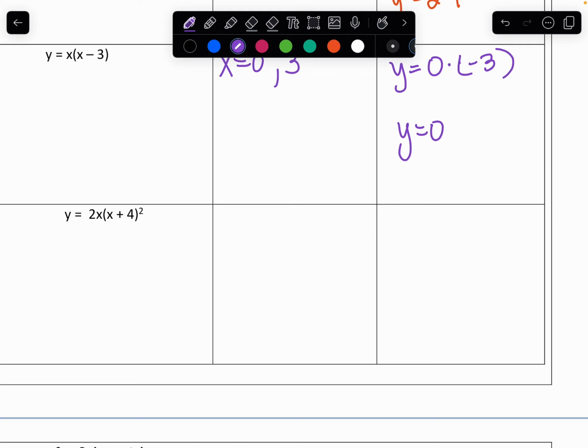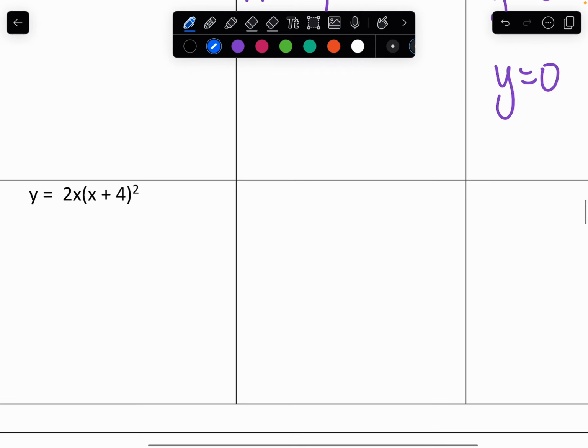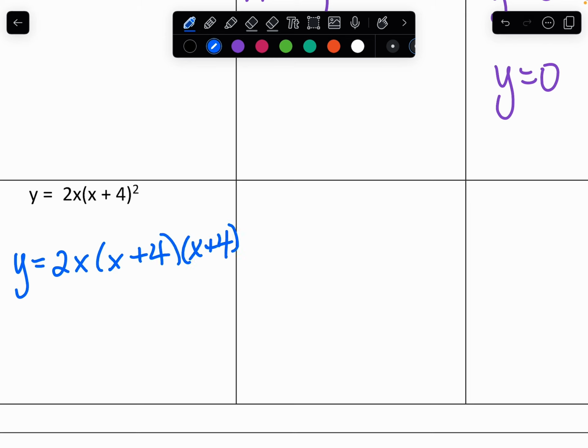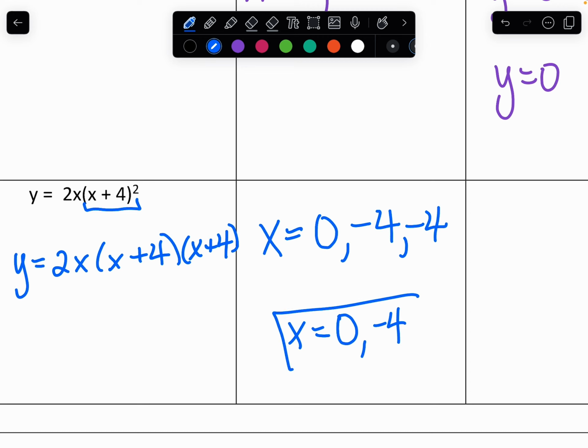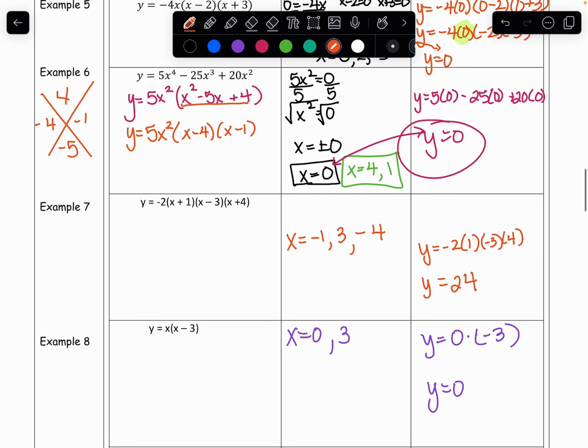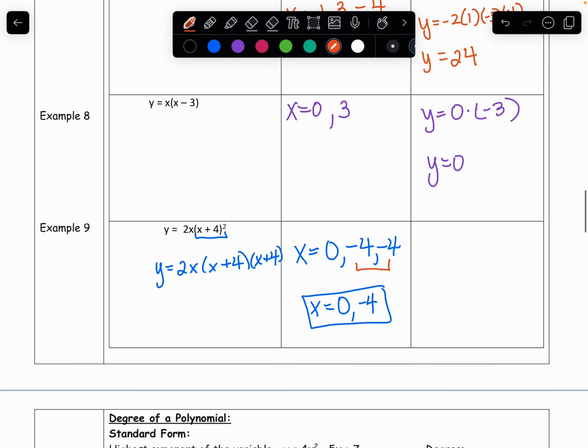Now our last one, if we want to think about expanding it, y equals 2x times x plus 4 times x plus 4, because that's what that squared term means. So our answers would be 0, -4, and -4. Well, we usually don't say that we have multiple solutions, so we just say x equals 0 and -4 for our x-intercepts. This right here is going to come up in a future lesson, kind of like what we saw up above in example 6.